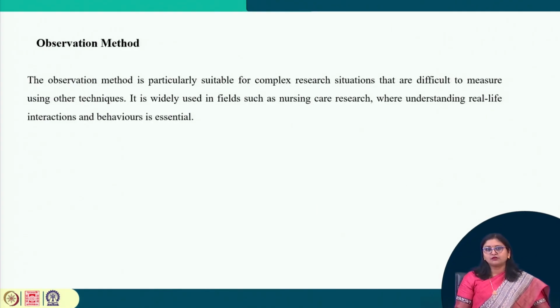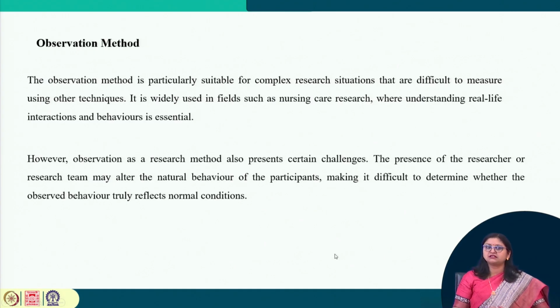The observation method is particularly suitable for complex research situations that are difficult to measure using other techniques. It is widely used in fields such as nursing, education, sociology, and social work, where understanding real life interactions and behaviors is essential. However, observation as a research method also presents certain challenges, like the presence of the researcher or the research team may alter the natural behavior of the participants, making it difficult to determine whether the observed behavior truly reflects normal conditions.